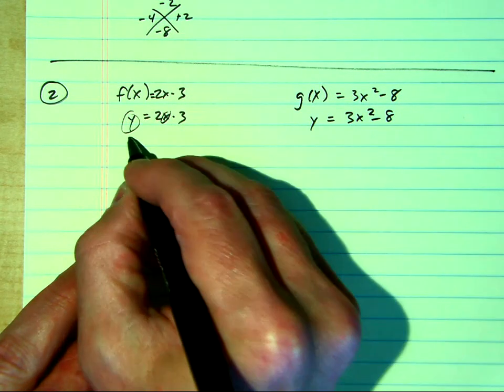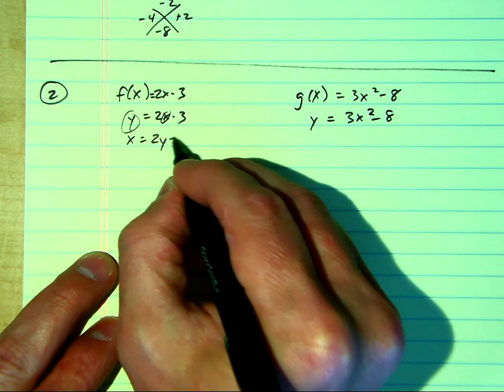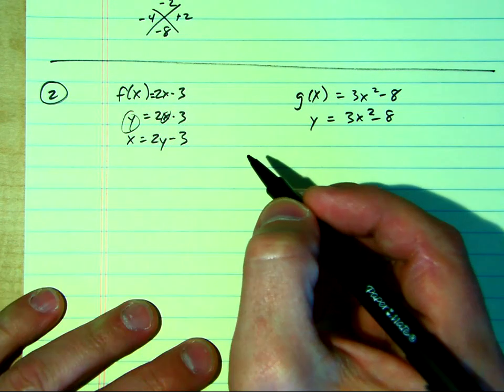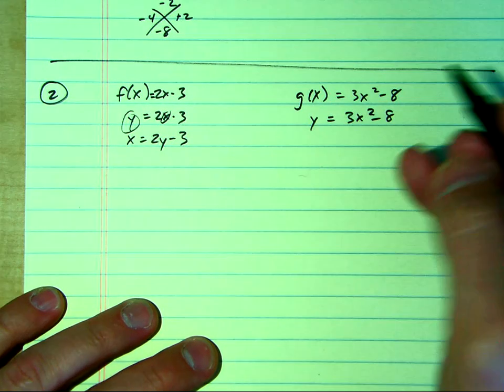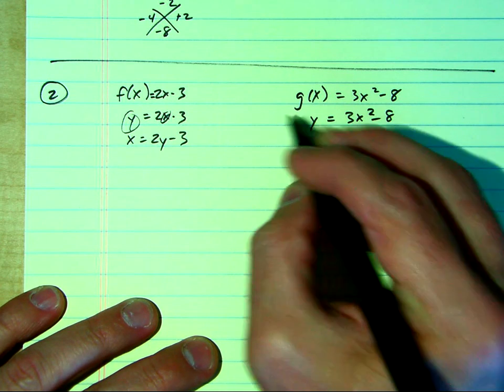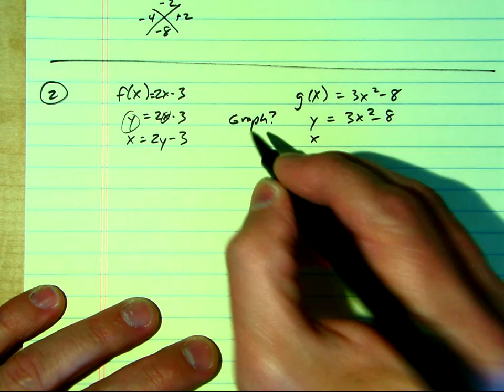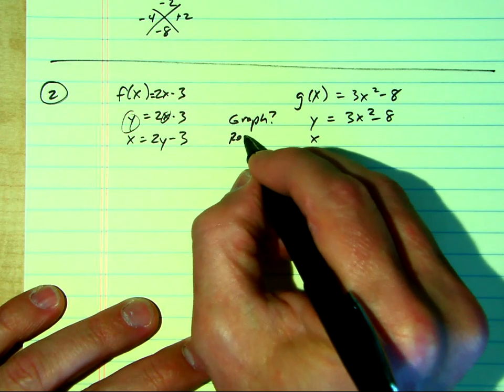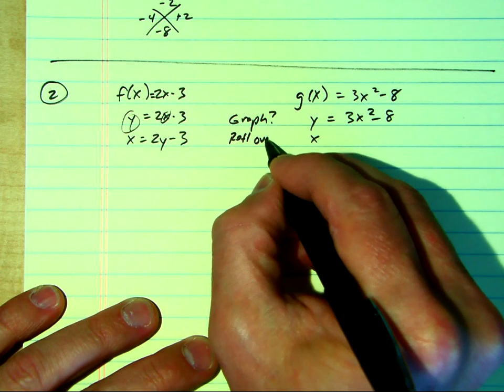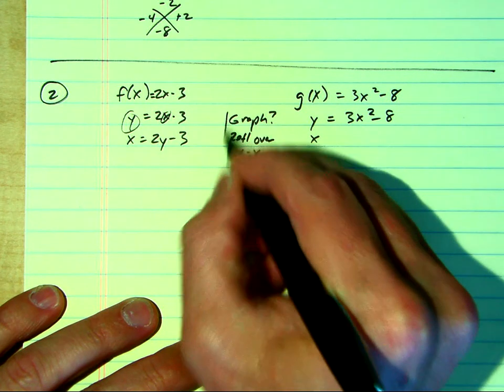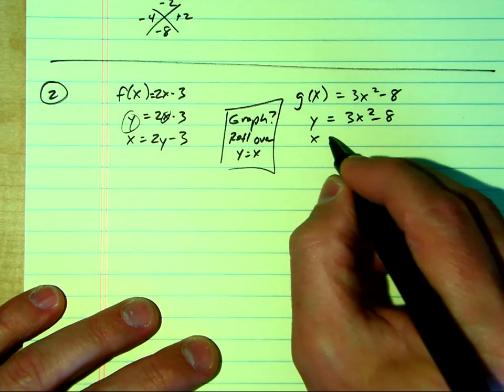Why do we swap the x and y? Because the domain and range swap. Anytime you have an inverse, the domain and range swap. What does that look like on the graph? It's a reflection over what line? That's right, a reflection over the y equals x line. That's an important concept to remember forever and ever.